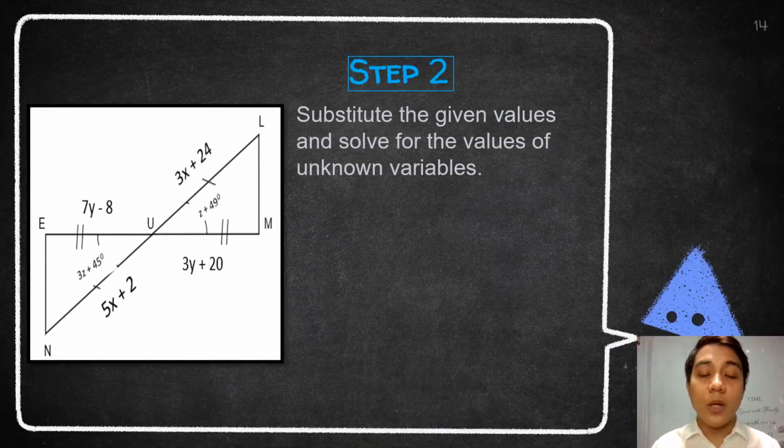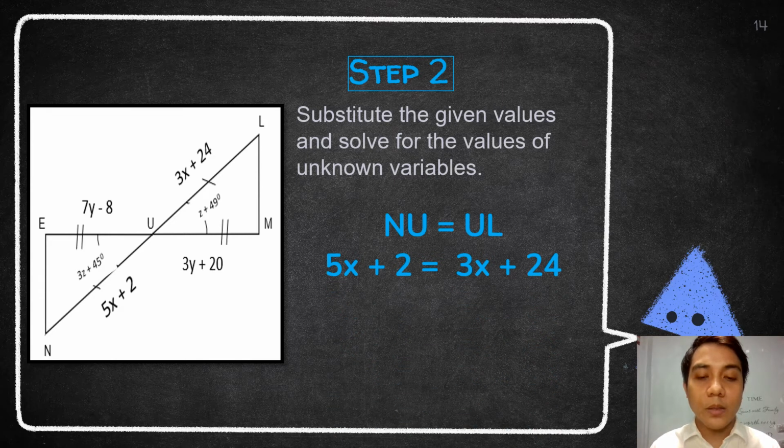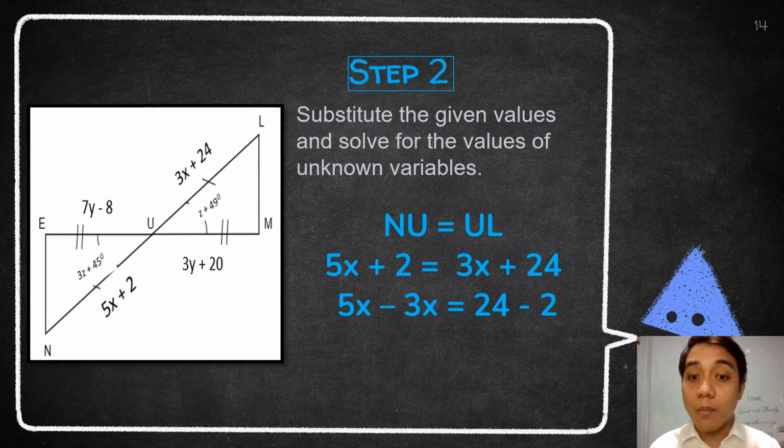To compute for the value of x, we need to use NU and UL. And based on the figure, NU is equal or congruent to UL. NU is equal to 5x plus 2, while UL is equal to 3x plus 24. Since NU is equal to UL, then we have 5x plus 2 is equal to 3x plus 24. Combining similar terms, we will have 5x minus 3x is equal to 24 minus 2.